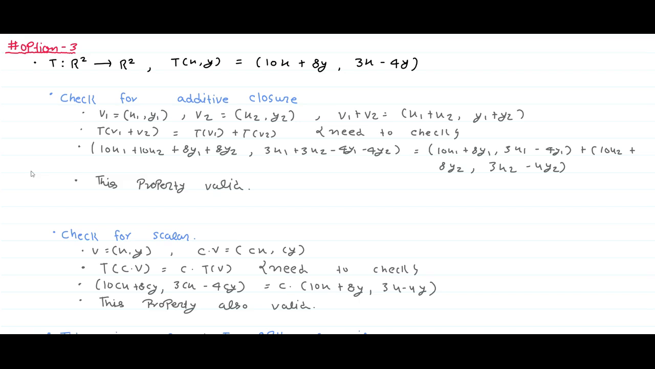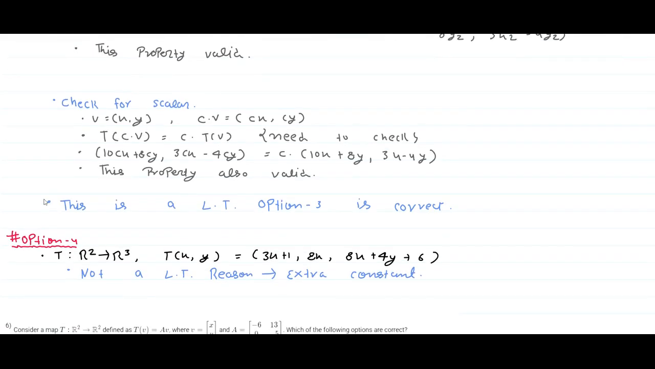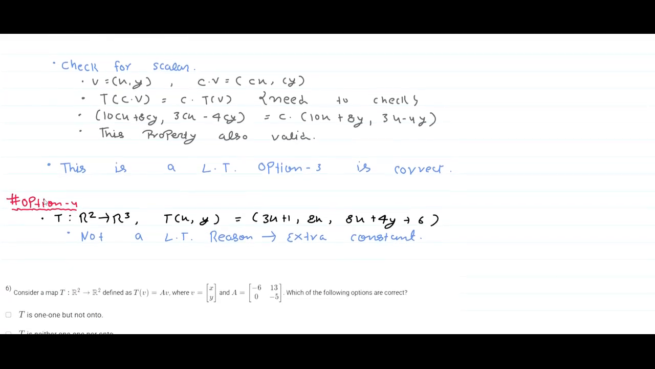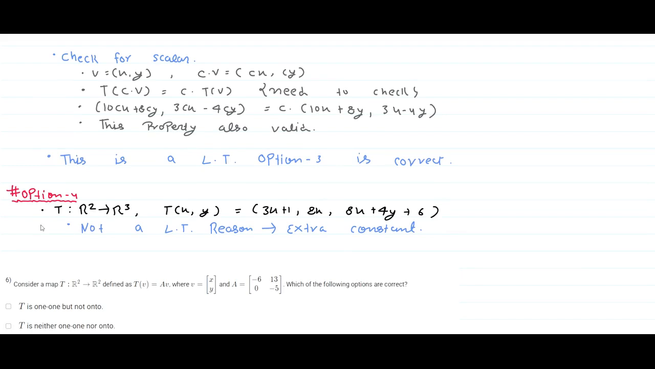Now let us move toward the fourth option. It is a map from R2 to R3, such that the transformation of (x, y) is equal to (3 times x plus 1, 8 times x, 8 times x plus 4 times y plus 6). I just mentioned a point that if a map contains the addition of an extra constant, then the map is not going to be a linear transformation. And here in this map it is clearly seen that in the first term and the last term there is an addition of a constant. Hence the last option is not going to be a linear transformation.